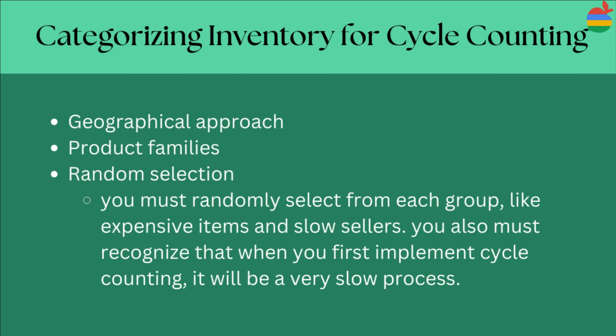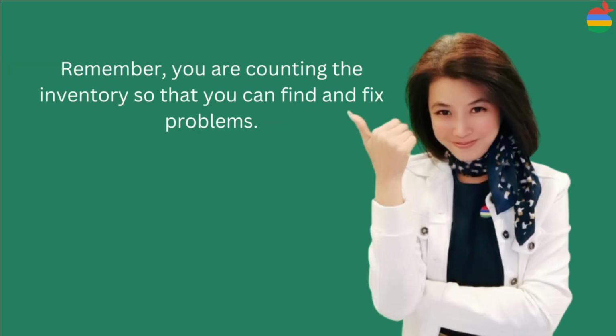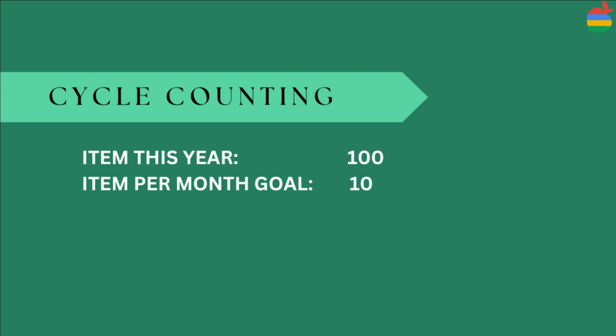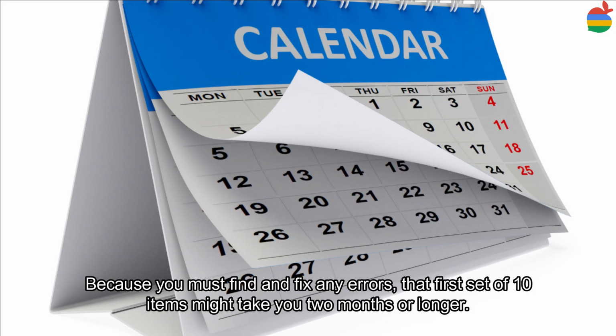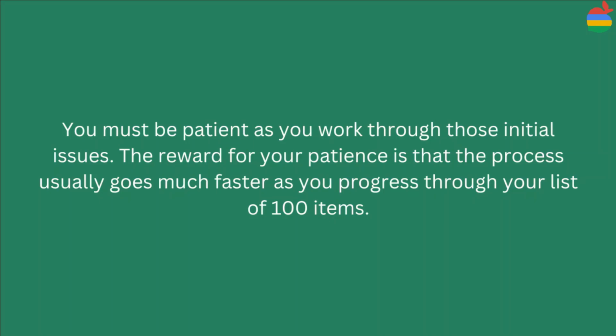You must also recognize that when you first implement cycle counting, it will be a very slow process. Remember, you are counting the inventory so that you can find and fix problems. For example, suppose you select 100 items for cycle counting this year with the goal of completing 10 items per month. Because you must find and fix any error, that first set of 10 items might take you 2 months or longer. You must be patient as you work through those initial issues.